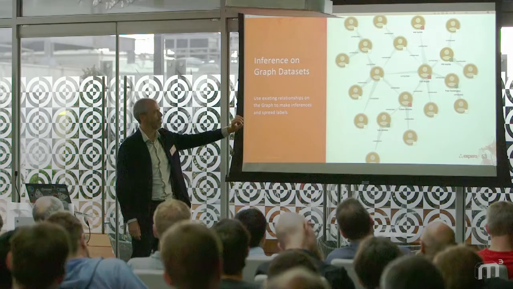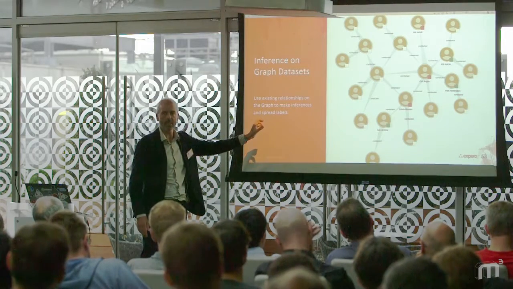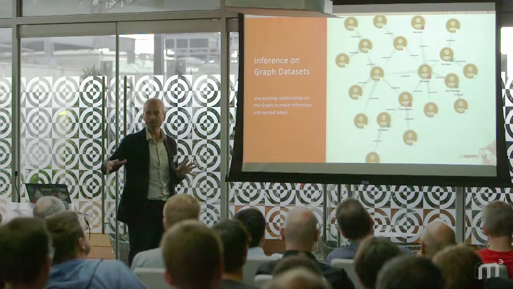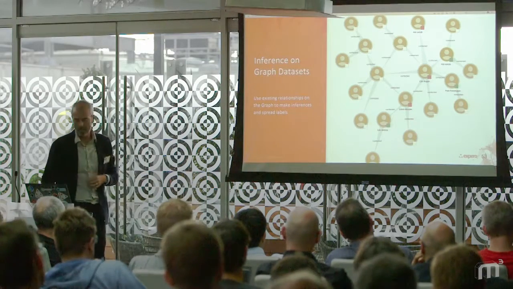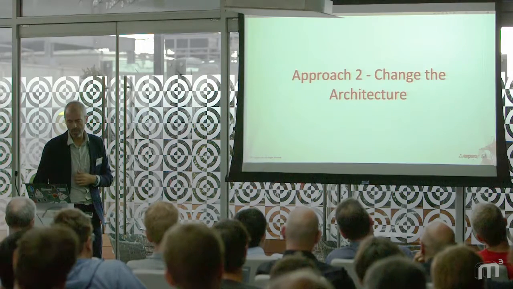So you could use the contacted graph, for example, and look at the frequency of contacts between different entities in that graph and decide, based on that, how far to propagate labels out in order to increase the size of your training data set. So graph data automatically gives you that approach.